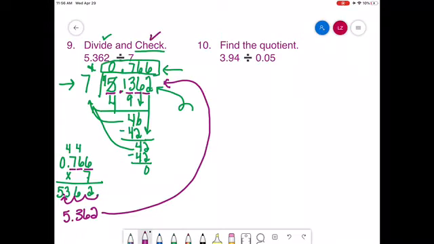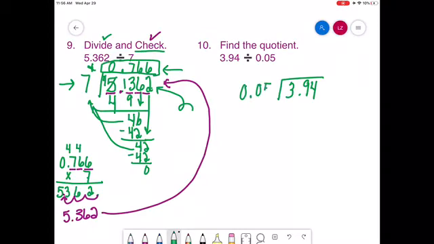All right, nice job. Let's move on to the next one, which says find the quotient. All right, find the quotient of 3 and 94 hundredths divided by 5 hundredths. When you have a decimal in the divisor, you cannot leave it, right?